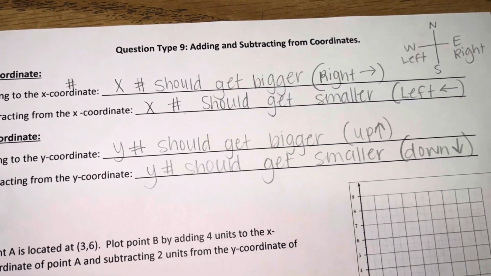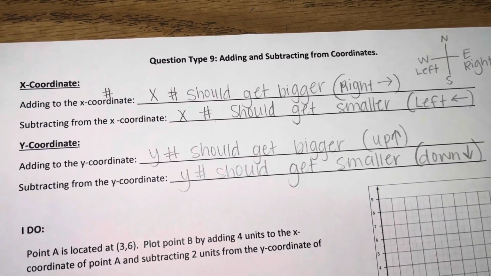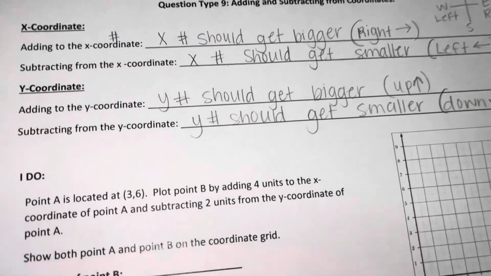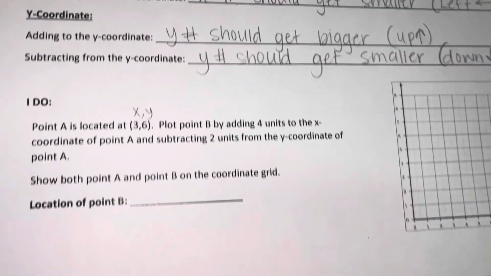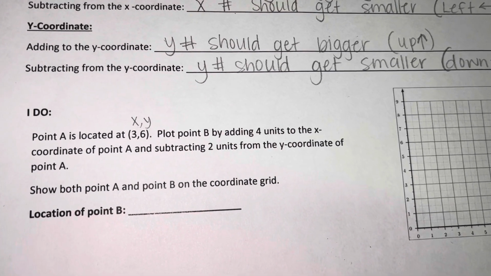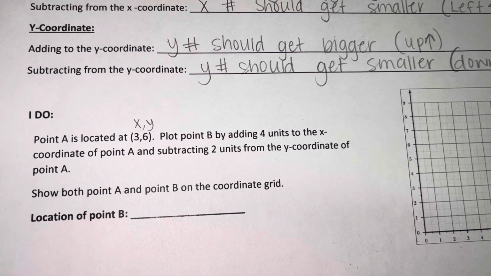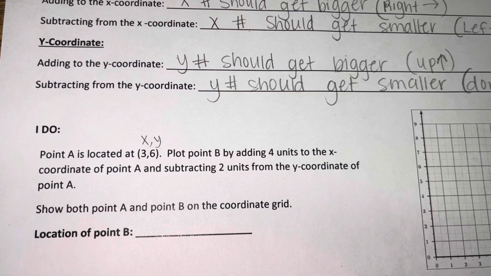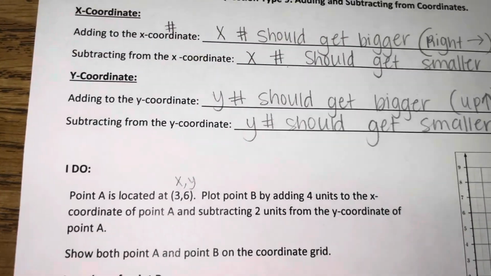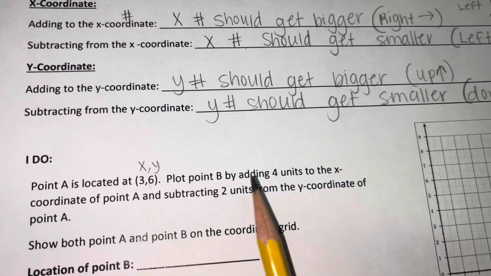We're going to try it, and we'll go from there. It says that point A is located at 3, 6. Just humor me. Label your x and y. It says plot point B. I've messed this up already. Oh, no, I didn't. Oh, my gosh. Sorry. Okay, never mind. All right, point A is located at 3, 6. Plot point B by adding 4 units to the x coordinate.